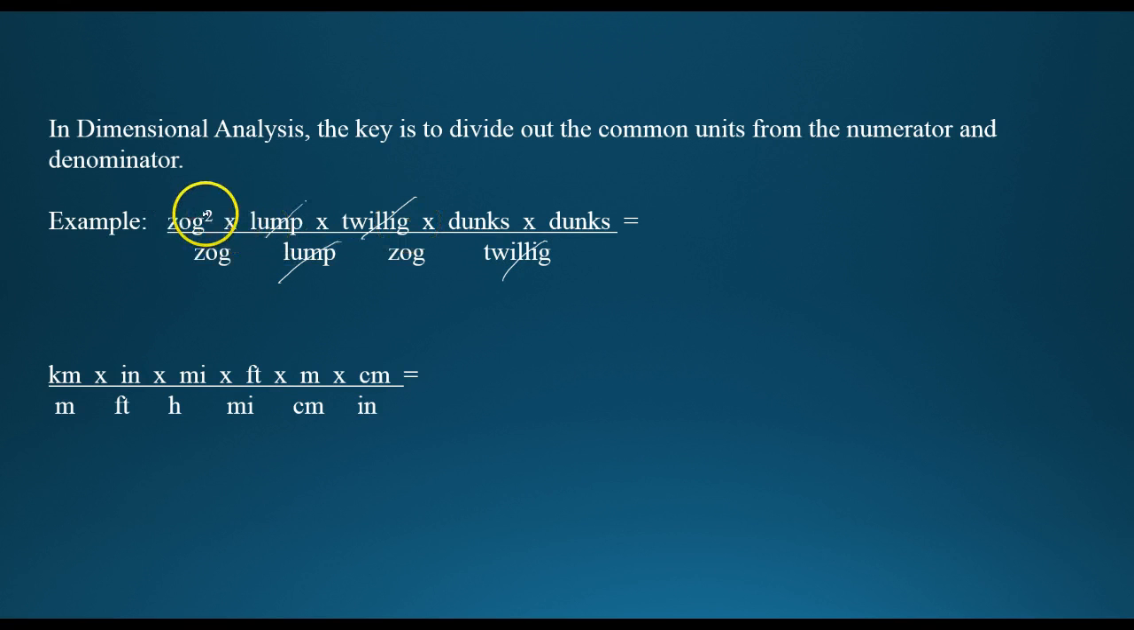Well, we have zog squared, which is zogs times zogs. So we can cross that out because we have zog times zog on the bottom. And what does that leave us with? Well, dunks times dunks, which would give us dunks squared. That is a unit analysis. All right, try this one. You can pause this video, do your unit analysis, and then come back to the video.